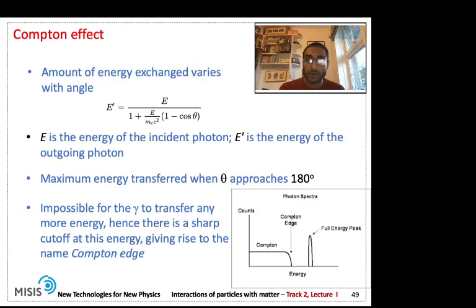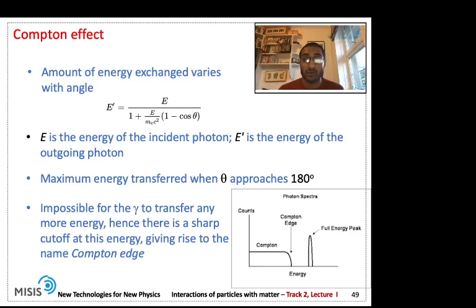Next up is the Compton effect. In this case, the amount of energy exchange really varies as a function of angle. So the energy of the outgoing photon E prime is related to the incident energy E, as shown in this expression, where one has this 1 minus cos theta expression in the denominator. So the maximum energy is transferred here when theta approaches 180 degrees.